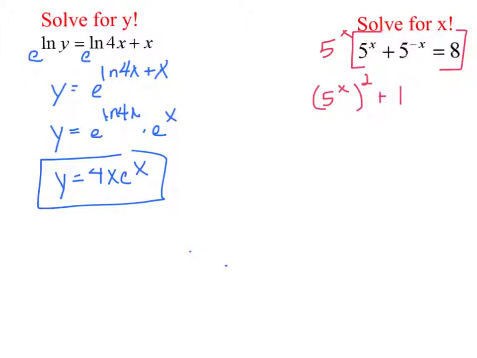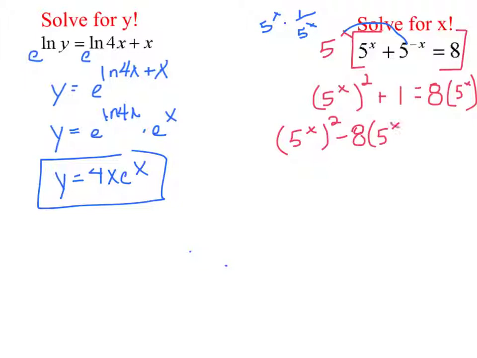And if you're wondering how that happens, 5 to the x multiplied by 5 to the negative x, remember 5 to the negative x is the same as 1 over 5 to the x. Well, 5 to the x multiplied by 1 over 5 to the x is 1. On the other side, there's not much we can do, so I'm just going to leave it as 8 5 to the x. Like that. Now I'm going to get everything on the same side, so I'm going to have 5 to the x squared minus 8 times 5 to the x plus 1 equals 0.